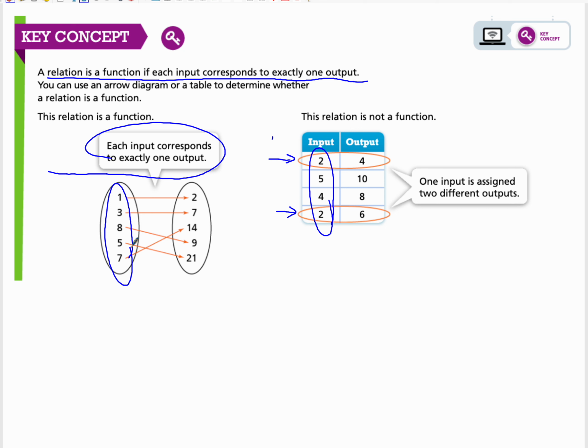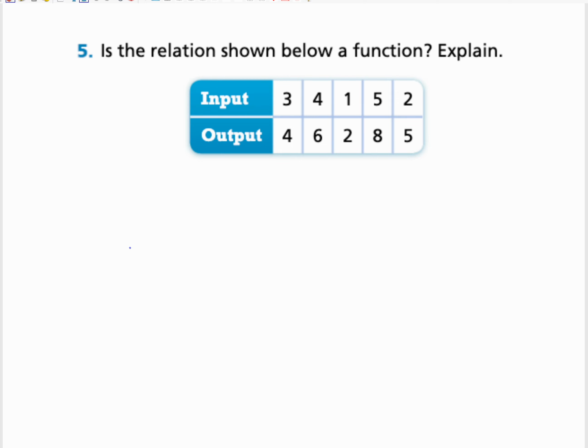But in a list like, well, let me get down here. In a list like this one, look at your input. You've got 3, 4, 1, 5, 2. Do any of them repeat? No. Automatically a function. I don't even have to worry about anything else. If the input doesn't repeat, automatically a function.